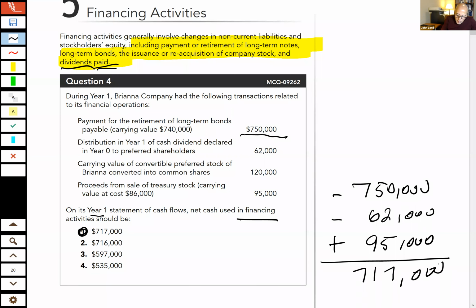Okay. Now, question: what happens if you take 750 and subtract 750 and add 95,000 to it? What do you get? 750 plus 95. 840, 845. Well, 750 is a subtract, right? And then you add 95. What do you get?